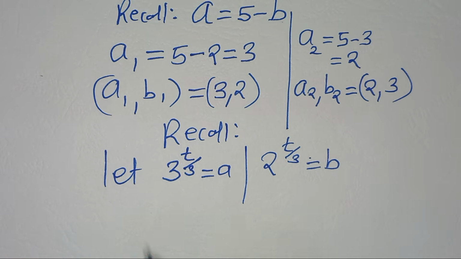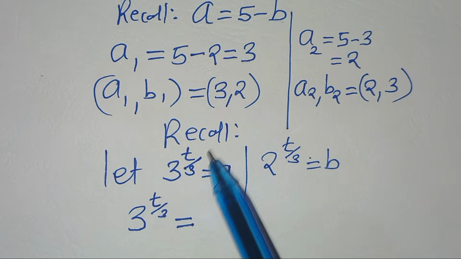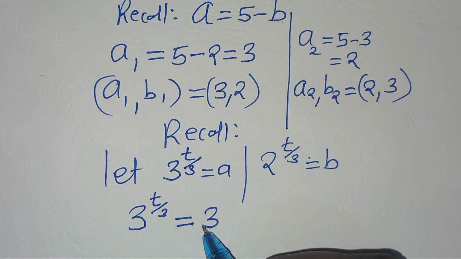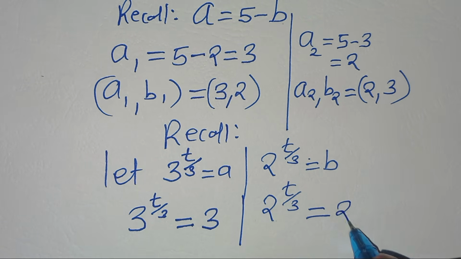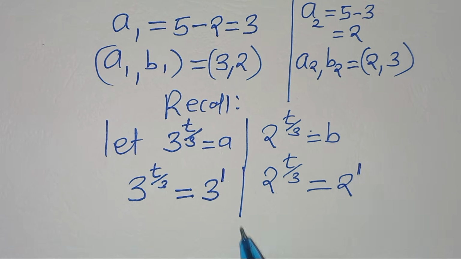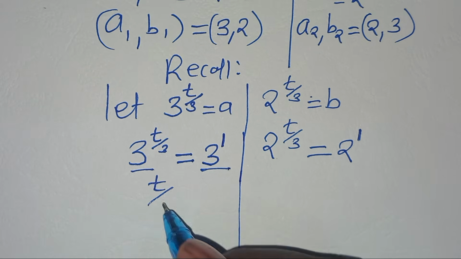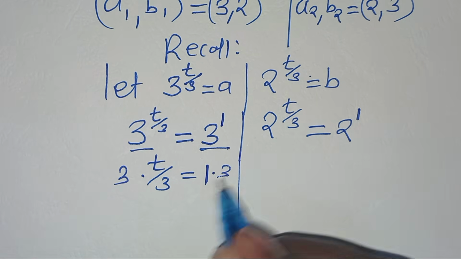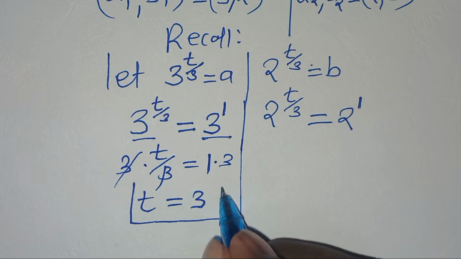So this implies that we have 3 raised to the power of t over 3. This is equal to, now let's start with the first set of solution here, a1 b1. So this is equal to 3, and here we have 2 raised to the power of t over 3. This is equal to 2. So 3 is raised to the power of 1, and also 2 is raised to the power of 1. Now, since the bases are common here, then exponent t over 3, this is equal to 1. So if we multiply both sides by 3, this implies that t is equal to 3. We have the value of t is equal to 3.